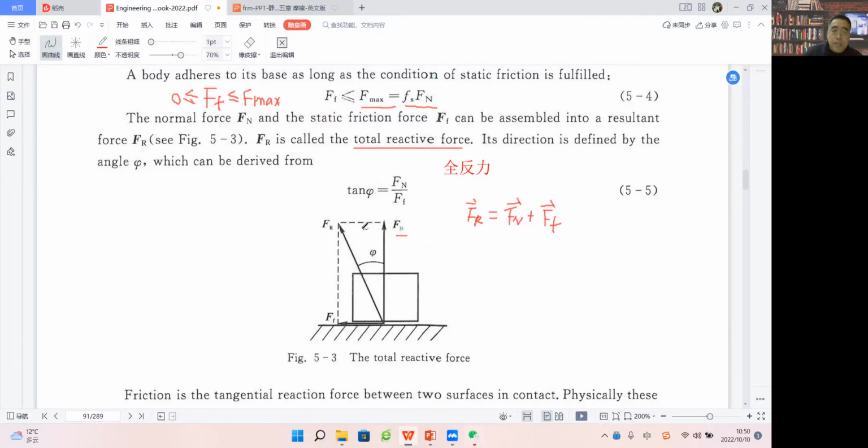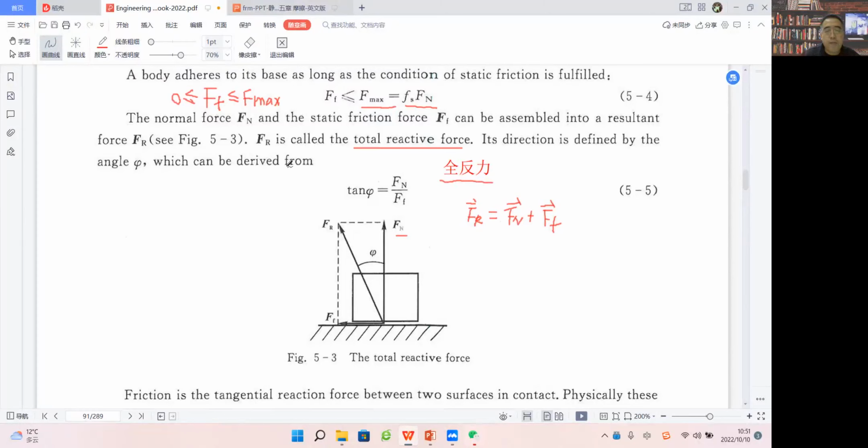So we just use this theorem. We will find this reactive force Fr, and we give a name to it, total reactive force. In Chinese, we will call that 全反力. So you see, actually Fs, its value will be 0 to F max. And here is Fn. So you can see its direction is defined by the angle phi.